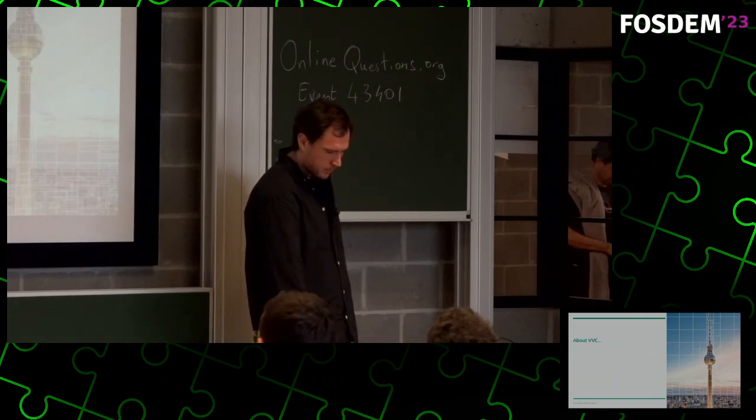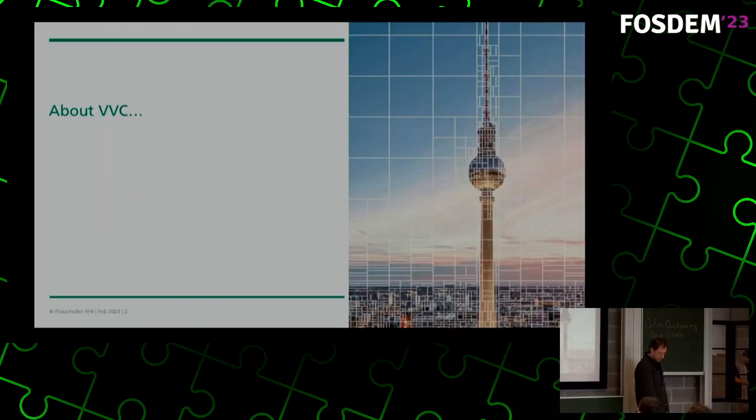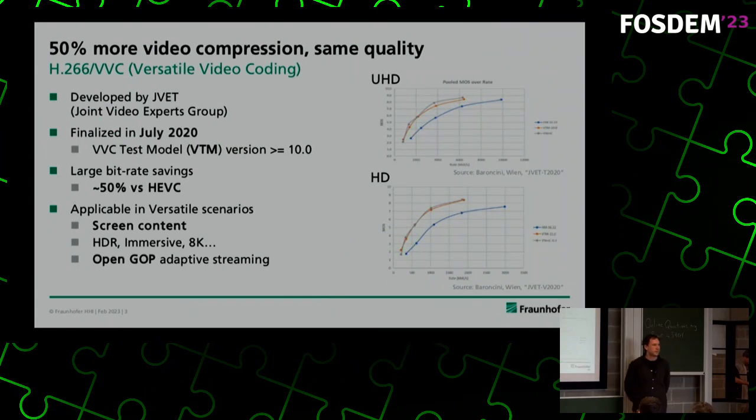Now, to pick everyone up about VVC. VVC is this new codec that was finalized just over 2 years ago. And if you want to know one thing about VVC, basically VVC allows you to have the same quality as HEVC at half the bitrate. On top of that, it was developed by the JVET, which is the Joint Video Experts Team. And it's called versatile because it's applicable in versatile scenarios, right? So we have support for screen content, HDR, as we heard in the previous talk, immersive, 8K, and we can do some fancy stuff like doing adaptive streaming with open GOP.